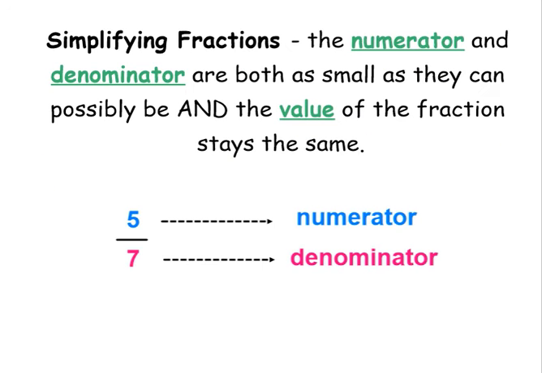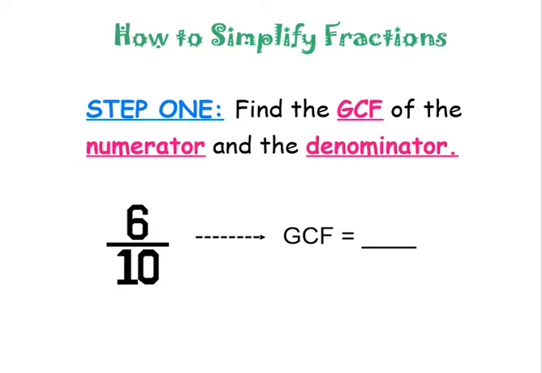All right, so what is simplifying fractions? Simplifying fractions means the numerator, which if you remember is the top, and the denominator, which if you remember is the bottom, are both as small as they can possibly be. But here's the kicker. The value of the fraction stays the same. So if I started out with 1/2, no matter how small I make those numbers, it's still going to be 1/2. And let me show you what that looks like.